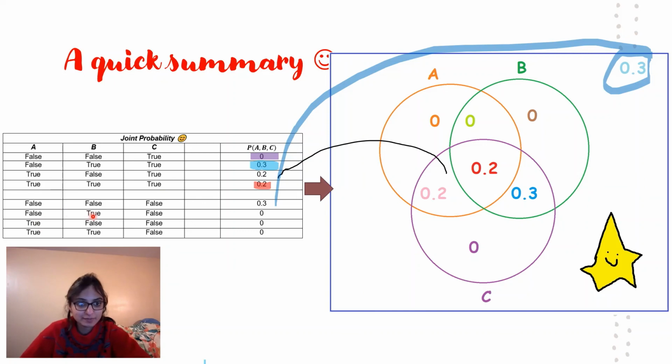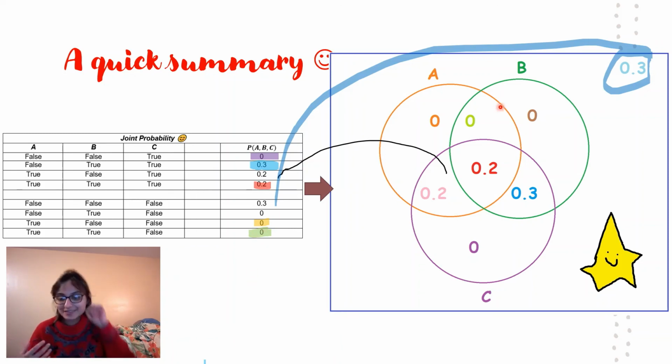So if A is true and B is false and C is false, that is just A being the only one true, which is what this orange thing is showing. This orange thing is only A. And lastly, this is A and B being true but C being false. That is given by this part here, because this part does not fall within C. So this part right here of 0 is the 0 here.